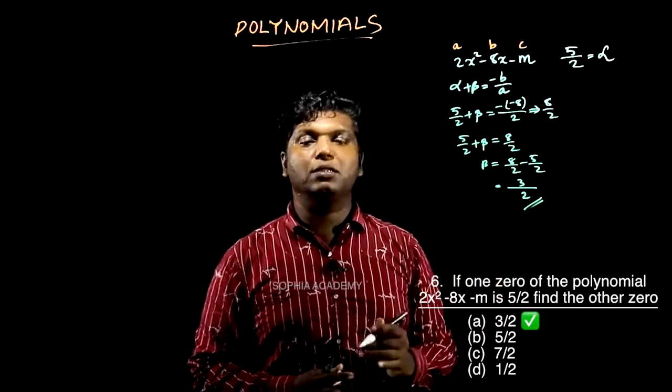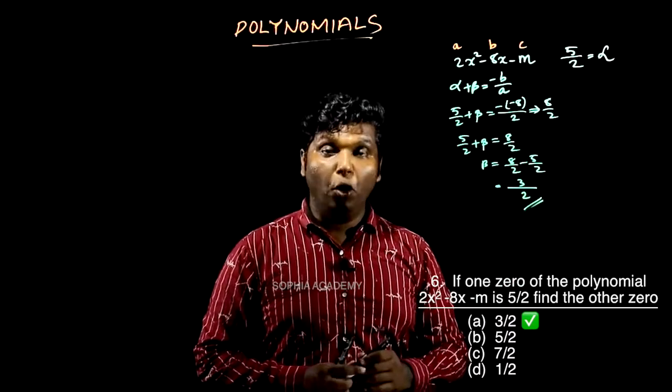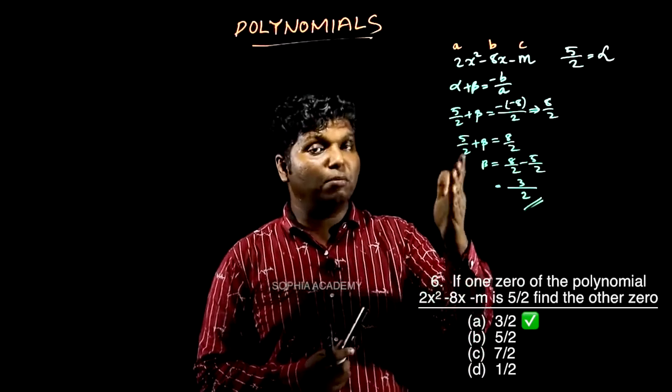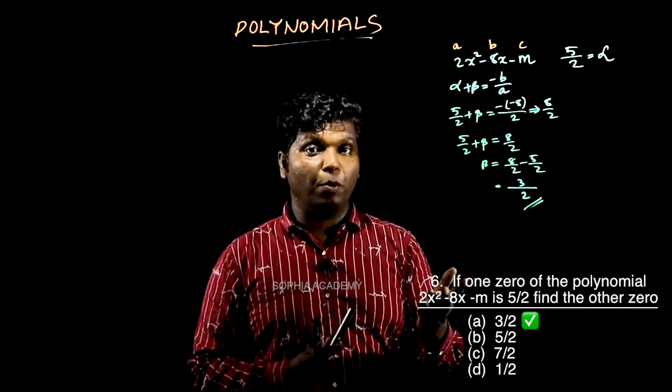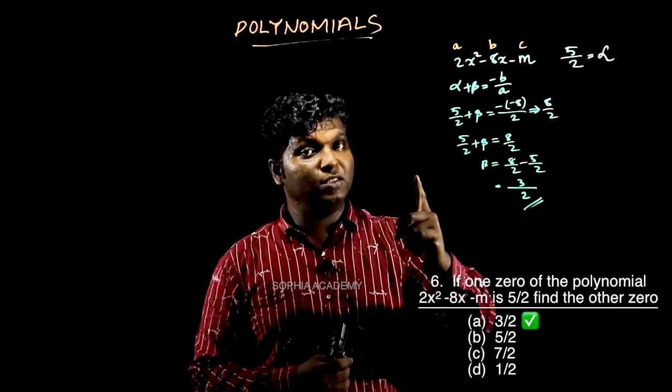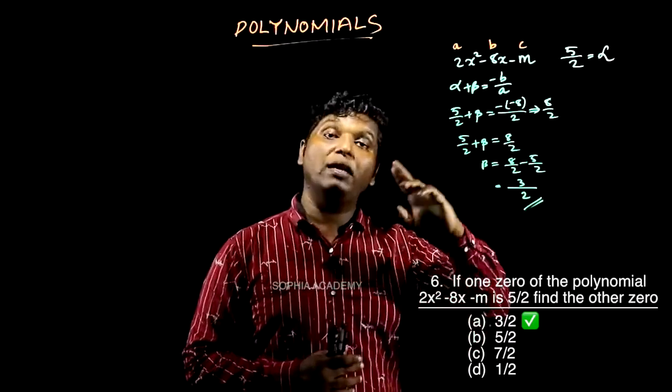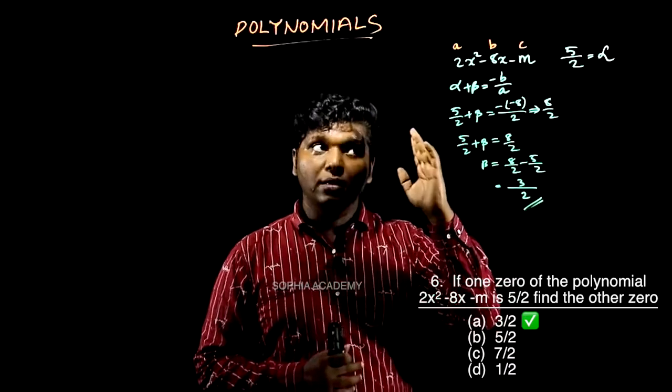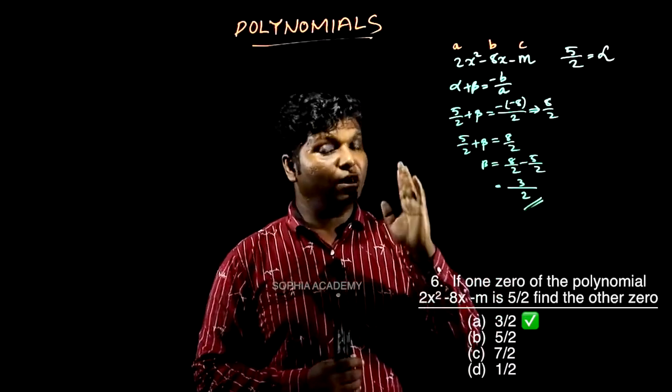Whenever you are getting a question like this, make it to the known formula alpha plus beta, that is the sum of the zeros of a polynomial. It is minus B by A. Even if it is a quadratic polynomial or a cubic polynomial, it's the same equation. It is minus B by A itself for the sum.